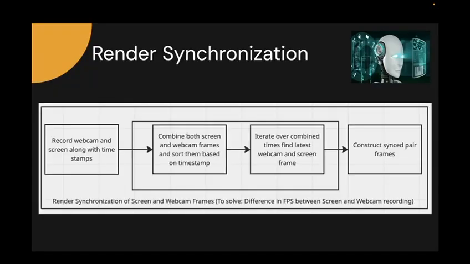Let's go more detailed now. One of the challenges that we faced is synchronization between webcam and screen recording frames. This is because of the difference in frames per second between the screen and webcam recordings. To solve for this, we use the following pipeline. We record the frames along with timestamps, combine all the frames together, sort them based on timestamps, iterate over the combined times, and construct a group between the latest webcam and screen frames, and then we render it.